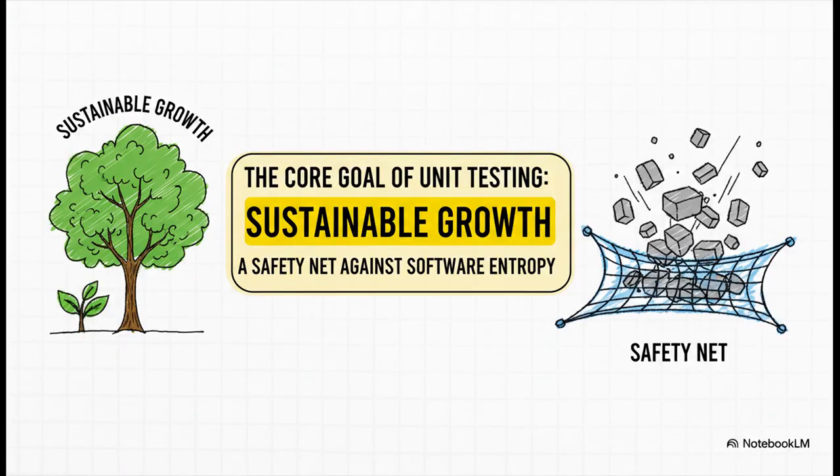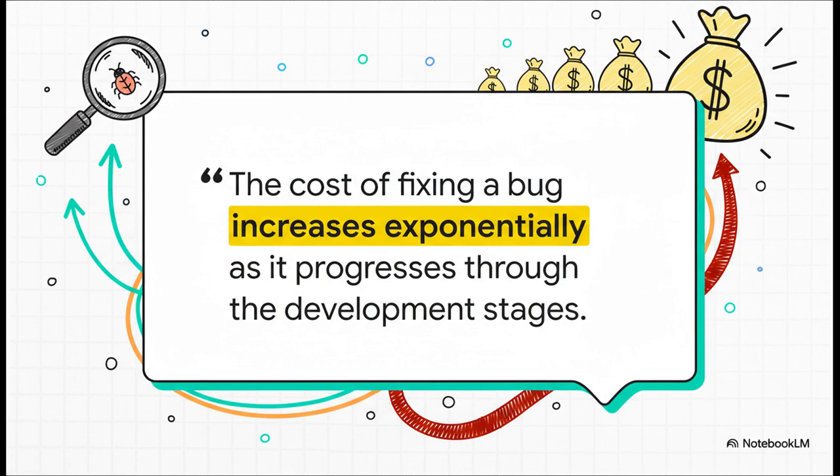See, the number one goal isn't just about catching bugs today. It's about making sure your project can actually grow and evolve over months, even years, without slowing down to a crawl. Good tests are your best weapon against what they call software entropy, that natural tendency for code to get messier and more fragile with every single change. They're your safety net.